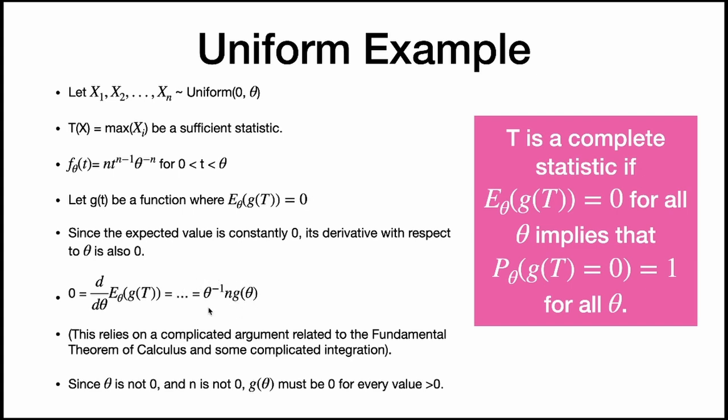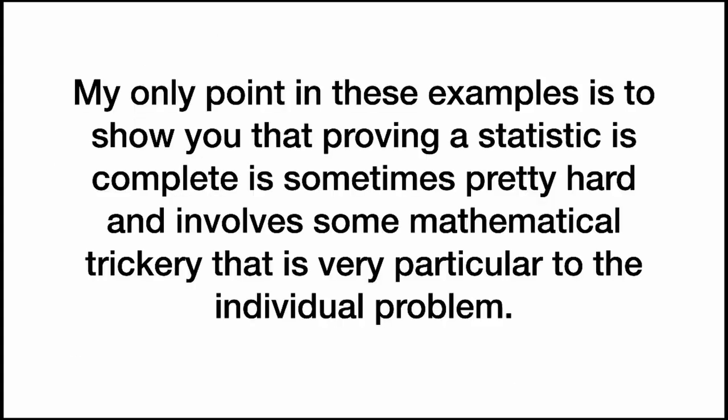And can this thing be 0? Well, theta is not 0, so this thing's not 0. N is not 0, our sample size. So that means g of theta has to be 0 for all theta. Okay, so this is a complete statistic. And again, this is not at all obvious. My only point in these examples is to show you that proving a statistic is complete is sometimes pretty dang hard and involves some mathematical trickery that is very particular to the individual problem.